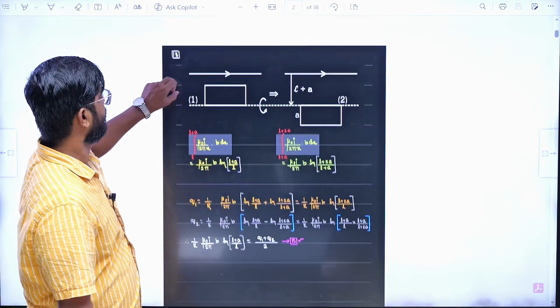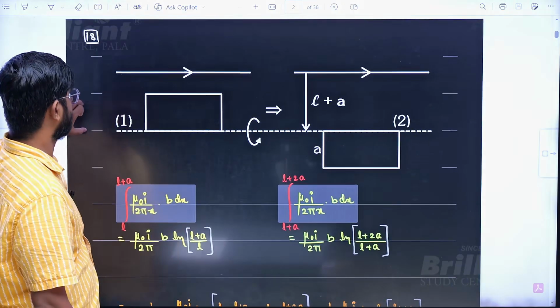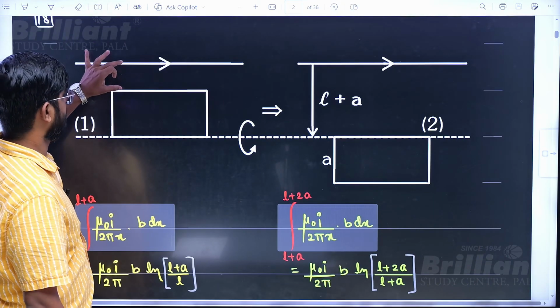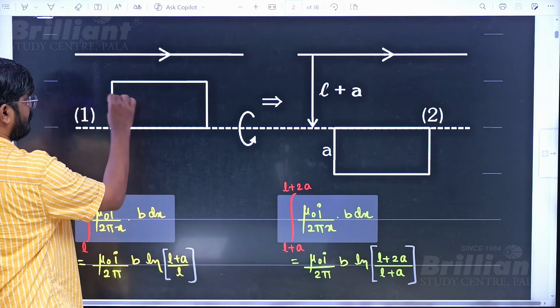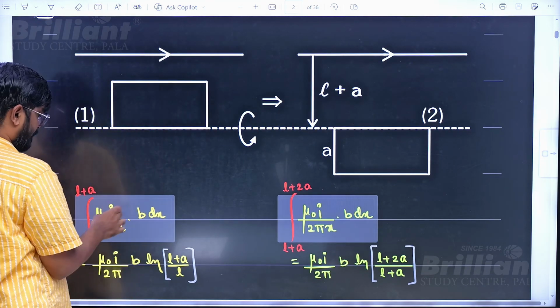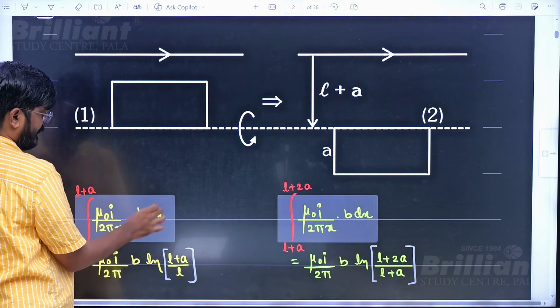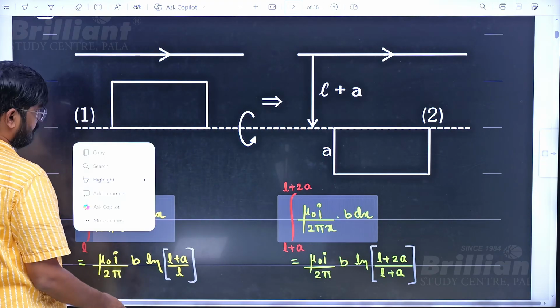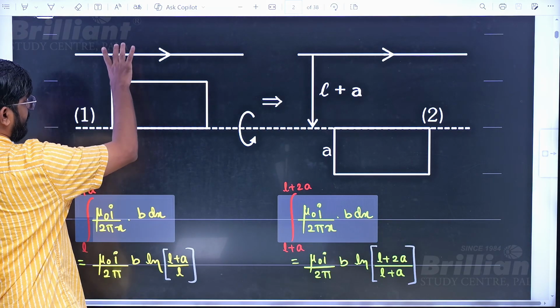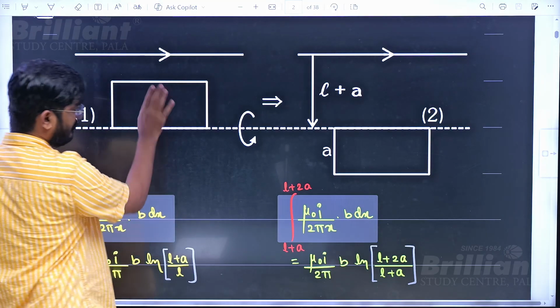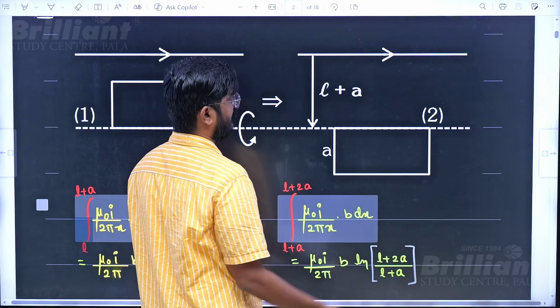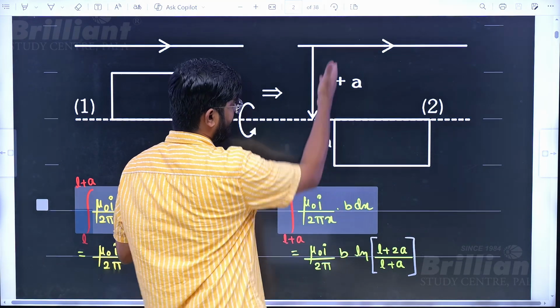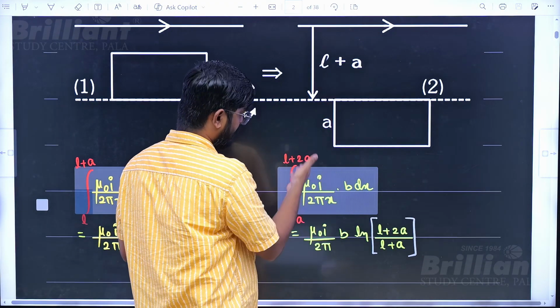Now the initial scenario is like this, where suppose this distance is L, then this is L plus A. Then if you want to find the flux through this, you will be taking a strip, finding the magnetic field there and multiplying with the area there, then integrating from L to L plus A. Similarly when you rotate it, the scenario is like this. If I want to talk about the magnitude of flux, again I will be doing the same thing, but the integration limits will be from L plus A to L plus 2A.